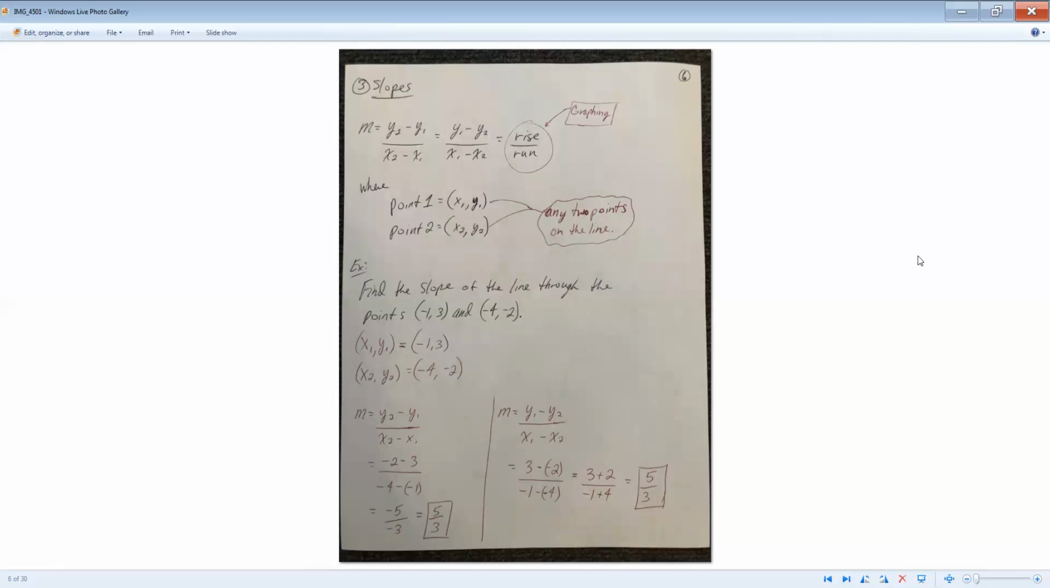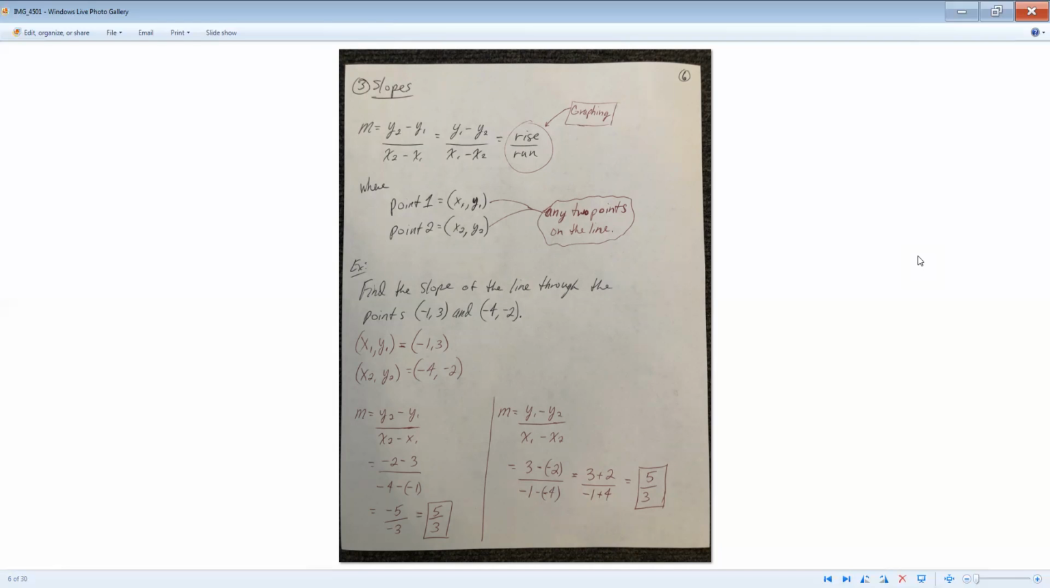Slopes. So the final method is your slopes, graphing using your slopes. Your slope just represents the slope of your line, or the incline of the line, or the steepness of your line, just like the slope of a mountain or the slope of a ramp. And this gives us a numerical value that represents that steepness.